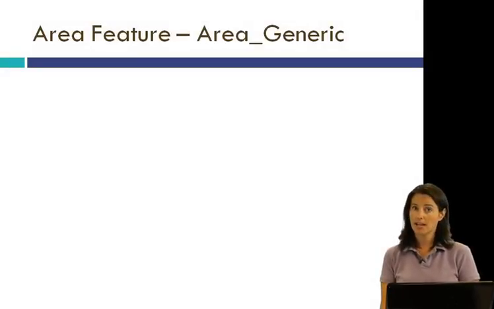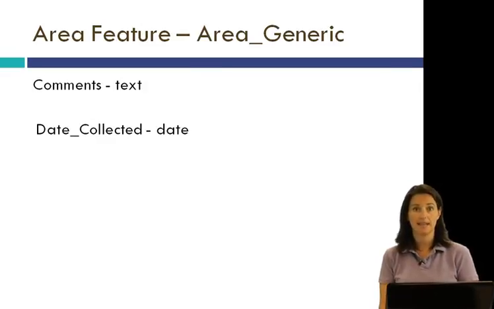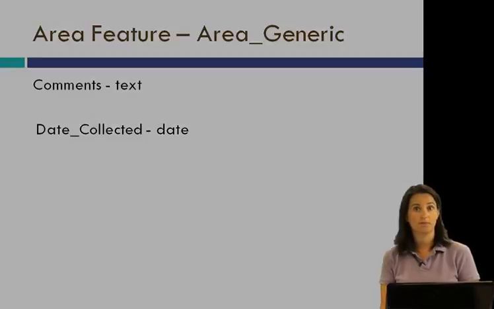Okay, and then this is going to be our last one, area generic. We're going to do comments as a text and date collected as a date. So those are our 6 feature classes with the attributes.